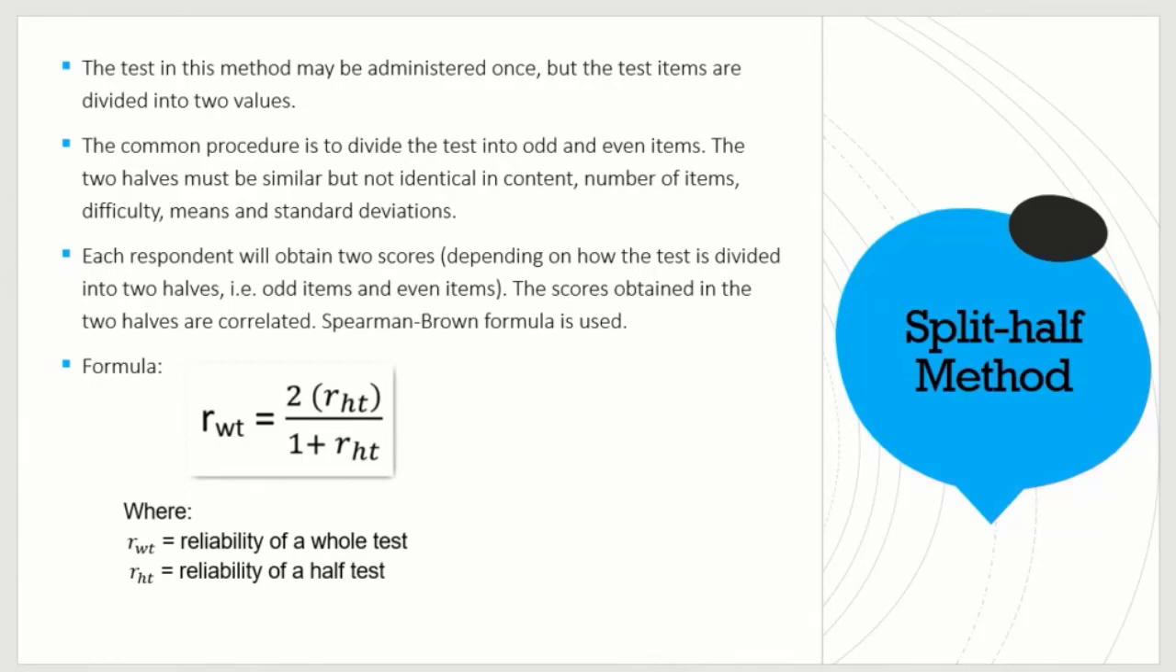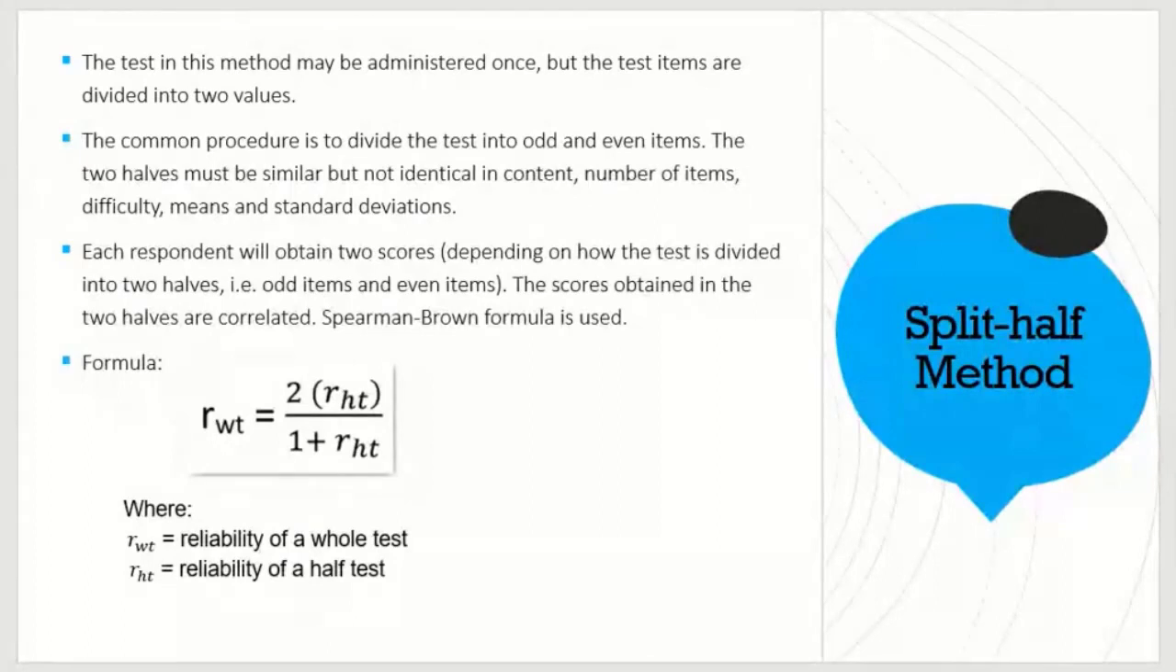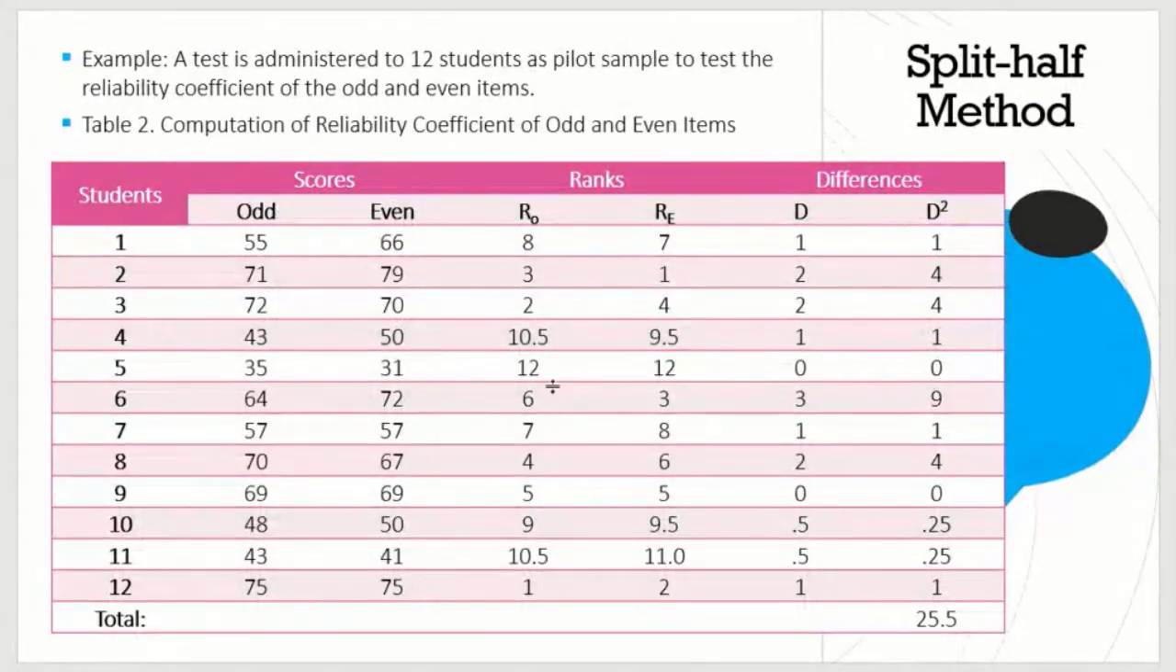And the formula is R_WT equals 2 times R_HT over 1 plus R_HT, where R_WT stands for the reliability of the whole test, and R_HT is the reliability of the half test. So basically, what we will do here, guys, is divide it into two. We will get the R_HT first and then we will get the R_WT later. Okay, so let's have an example.